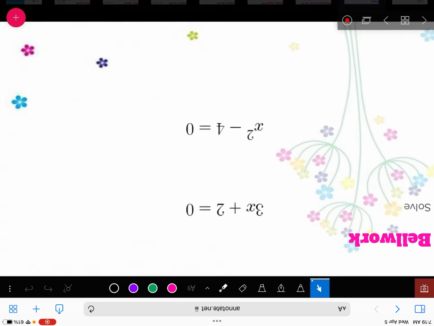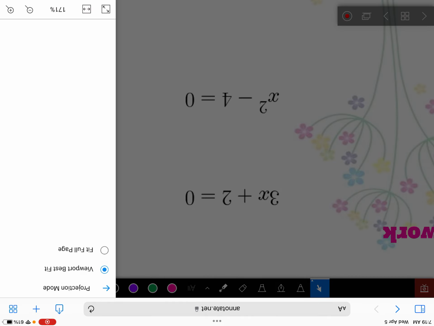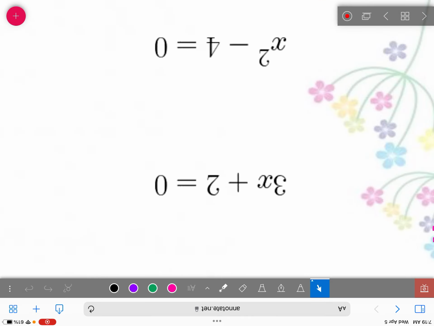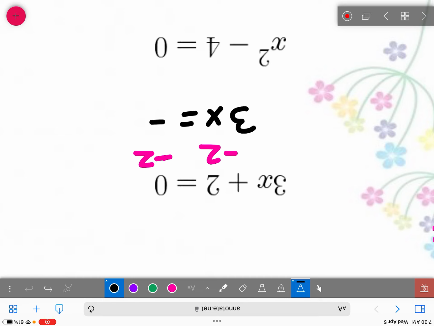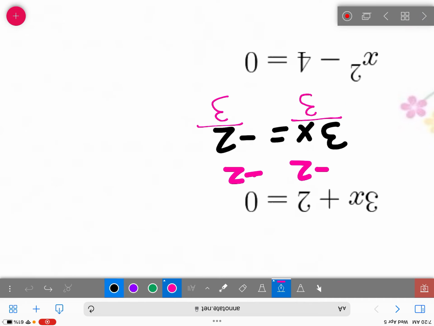Subtract 2 from both sides. And we get that 3x equals negative 2. What do I do next? Divide both sides by 3. And we get that x is negative 2/3.